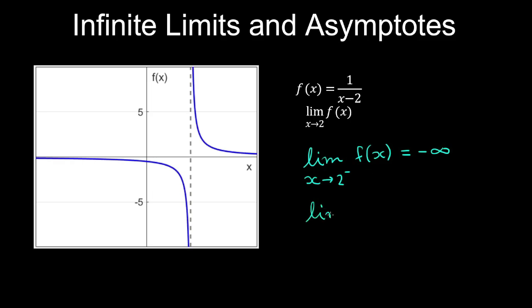And as x approaches 2 from the right hand side, the function approaches +infinity. So because the function approaches 2 different values from both sides, the limit does not exist in this case. And the function is also undefined at x equals 2, so there's a vertical asymptote, which is an essential discontinuity.